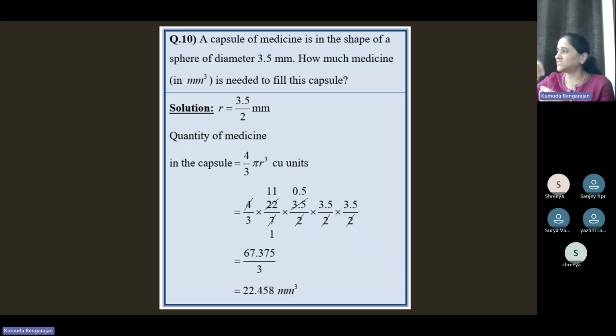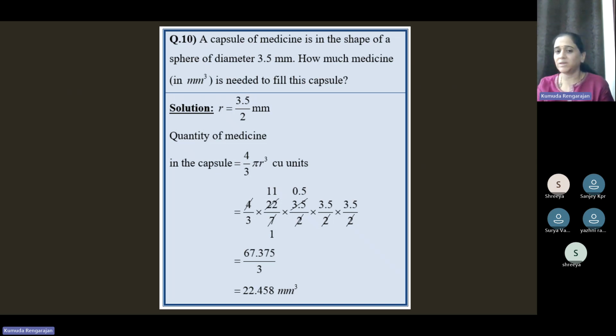So if you're going to stuff something inside, it's volume. If you're doing something on the surfaces, it's curved surface area or total surface area, which you have to calculate. If you're filling something into the solid, then it's volume. So clearly you'll have to find the volume.